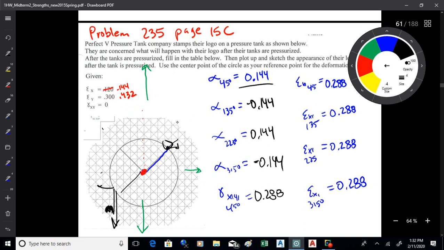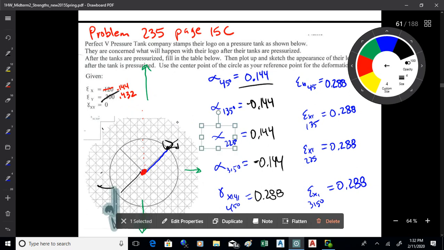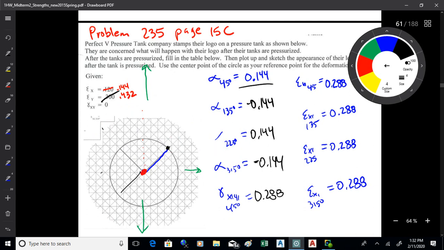Okay. Now, let's actually plot this up because, if we're doing this for a client, they're going to want to know what's really going on, okay? So let's figure out what's really going on. Let's kind of start these one at a time and see if we can get this plotted. Let's start with an easier one, and then we'll go from there. Let's start with epsilon x. Okay? Epsilon x is a positive 0.144. Now that means that it's going to get 14.4% longer in the x direction. Good? Okay.